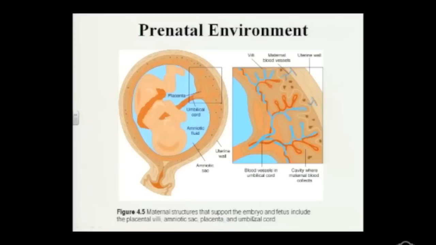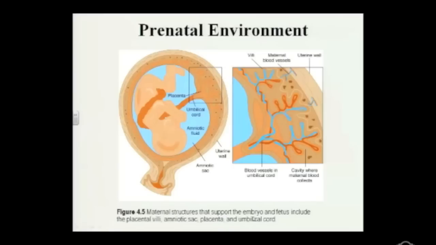Chorionic villi are these vessels that are outside the umbilical cord that are going to pick up all the nutrients and toxins that the mother ingests. And then, of course, they're going to go in through the umbilical cord and into the child for nourishment or for something adverse, if that's the case.